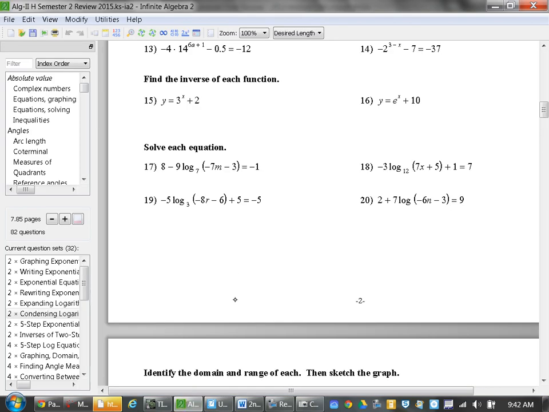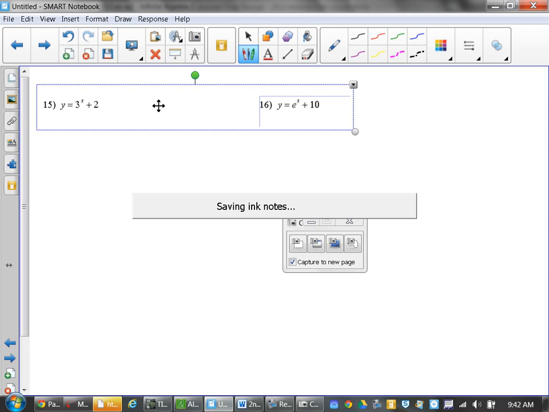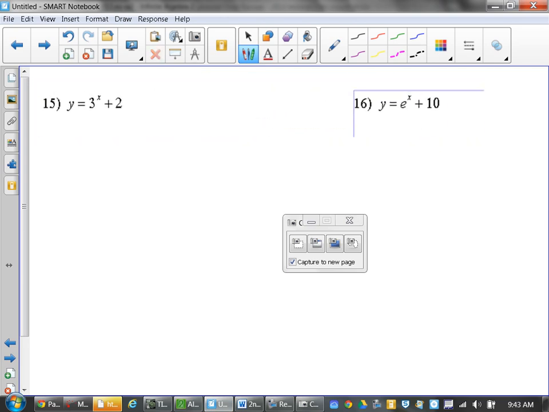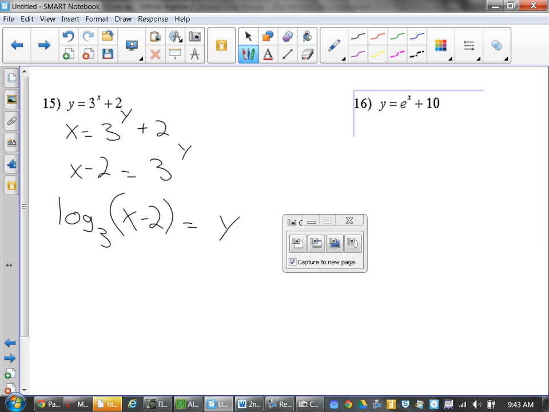That's why I wanted to go back into here to show the inverse of those. Same idea with the other one, when you're doing inverses here. First thing you do is flip-flop x and y. So x is going to equal 3 to the y plus 2. Subtract 2, I get x minus 2 equals 3 to the y. Now to get the y to drop out of the exponent, I have to take the log base 3 of both sides. So you get the log base 3 of the quantity x minus 2 equals y.